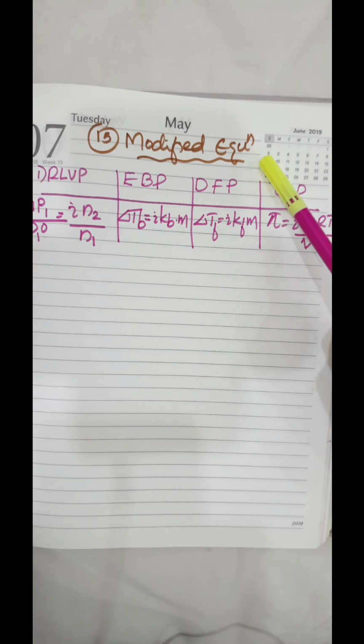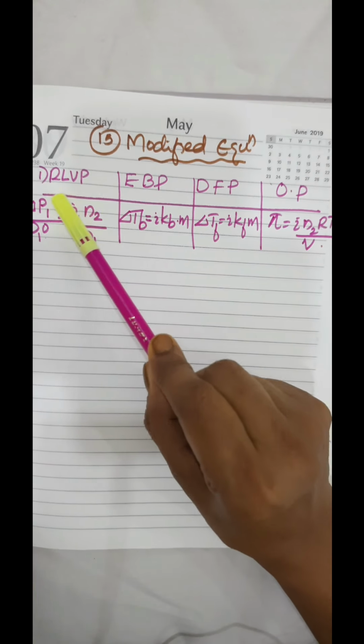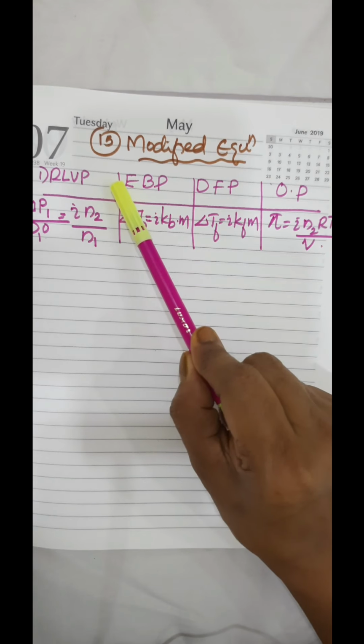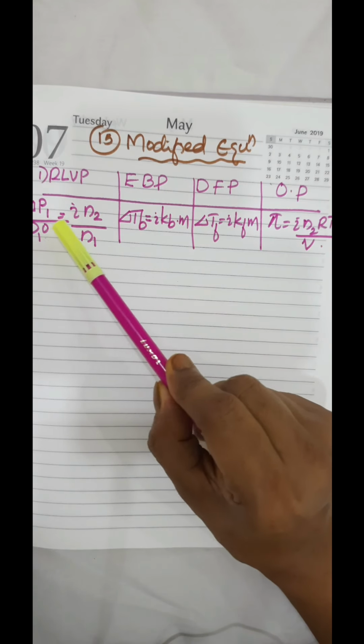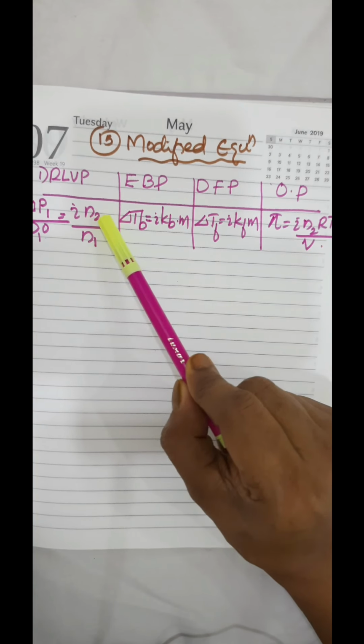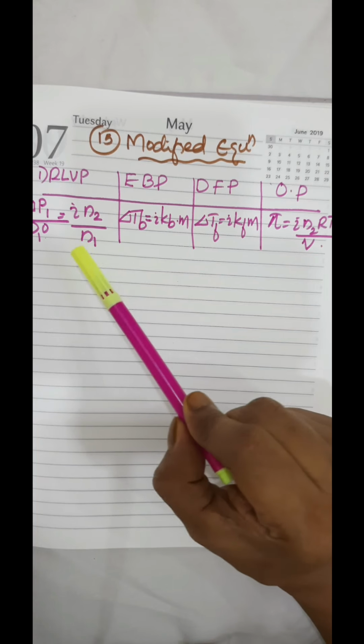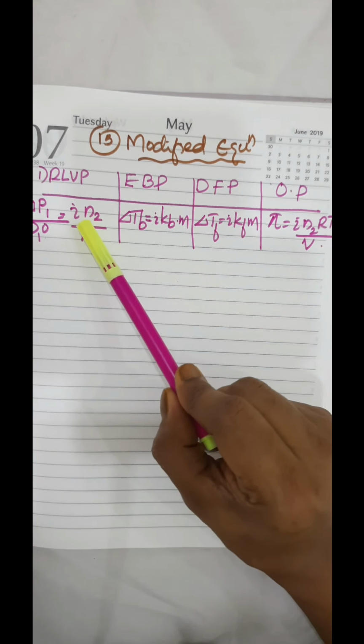The last topic is the modified equations using Van't Hoff factor. In the case of the first colligative property, that is relative lowering of vapor pressure, it is like this: ΔP1 by P1⁰ equal to i into n2 by n1. First it was n2 by n1 only. Now we included this i also here.